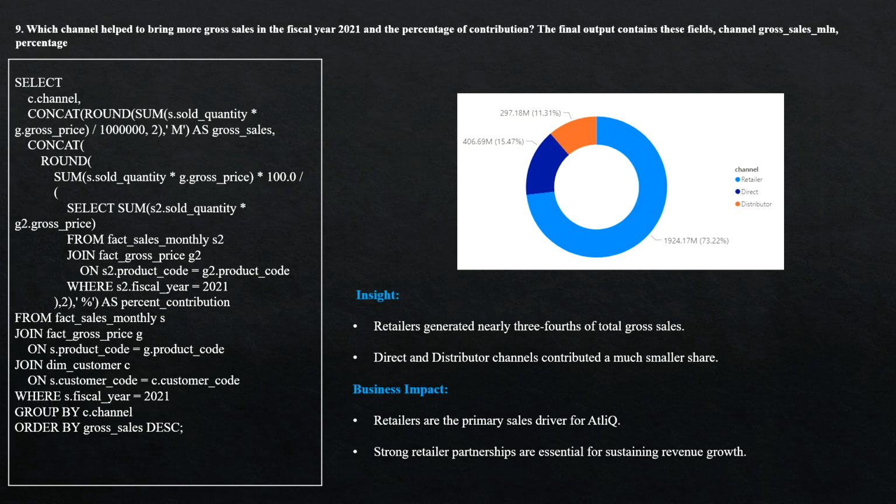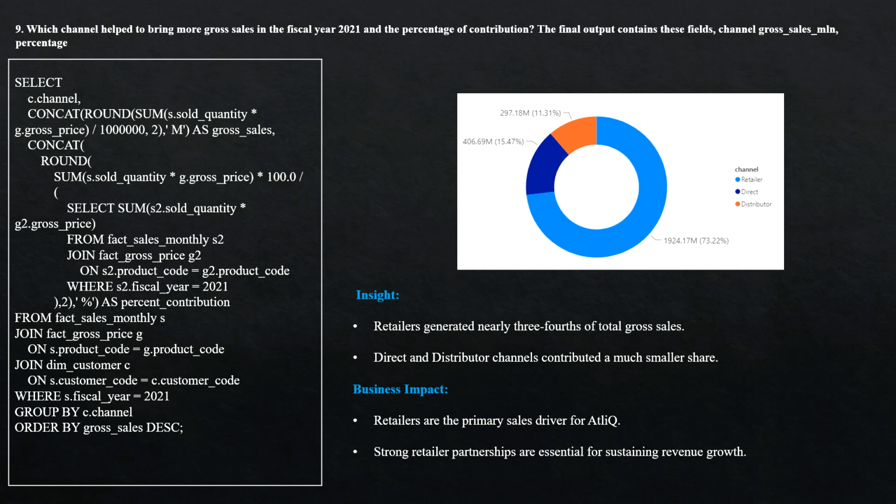Request 9, which channel helped to bring more gross sales in fiscal year 2021 and the percentage of contribution. The final output contained the fields channel, gross sales million, percentage. So I have written this SQL query, and you can see the chart, retailer, direct and distributor.